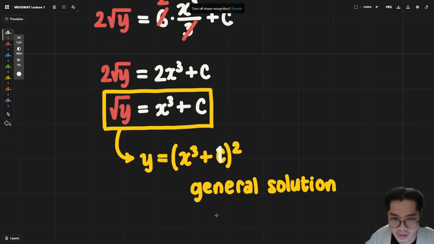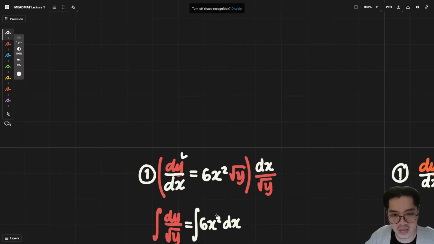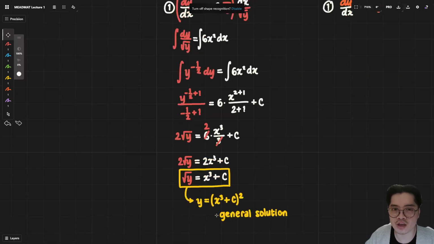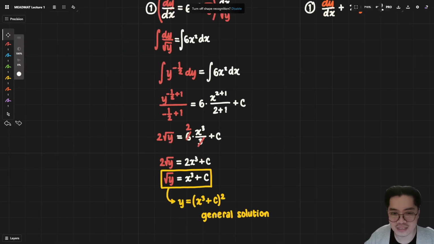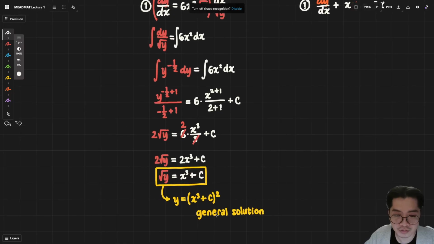If you replace c with 1, that's also a solution. If you replace it with 2, that's a solution. If you replace it with 3 or 0 or pi or 1 million, as long as that c is a number, it will fit the bill. So if you want to try it out, you're very free to. Try and derive the whole equation and make it such that it is 6x squared times square root of y. You will get the same thing, hopefully. And if you don't feel very confident about your skills, that's completely fine.